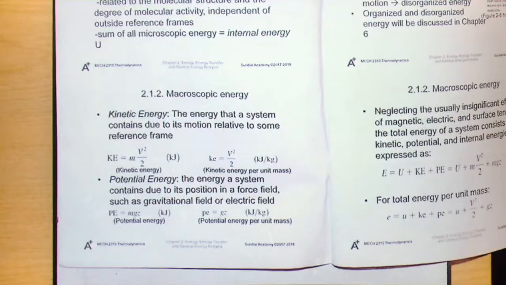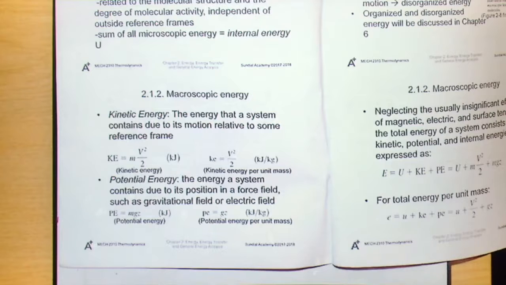The second form of energy would be potential energy, which is the energy stored in the system because of its position in the external force field, for example, gravitational field or electric field. In your elementary mechanics, you may have learned there are two kinds of potential energy. One is the gravitational potential energy, and another one is the electric potential energy. But in thermodynamics, we will not talk about electric potential energy. We will talk about gravitational potential energy in this case.